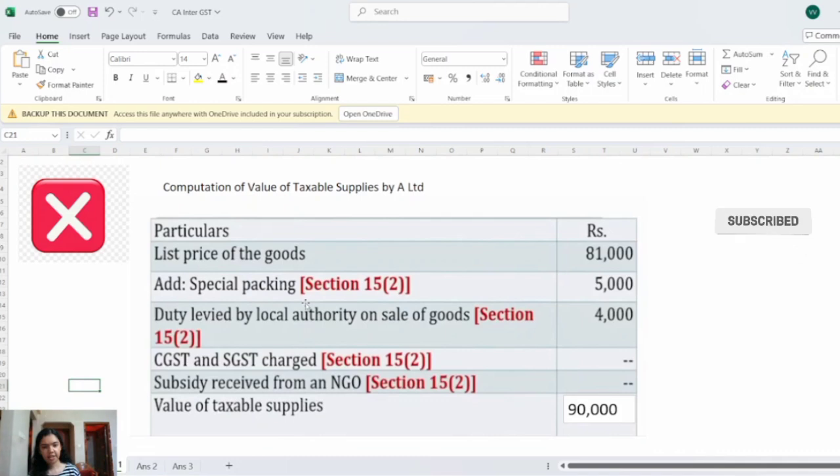Just mentioning the line item and mentioning includable and excludable will not suffice. It is very important to write a detailed explanation. Hence, because of this, this type of presentation will not get full marks.